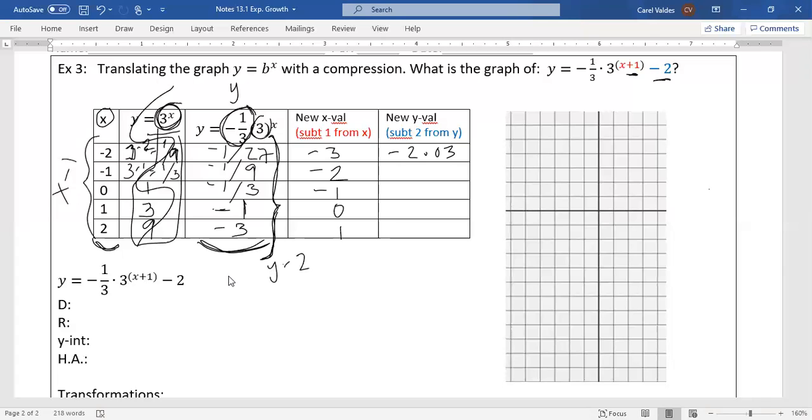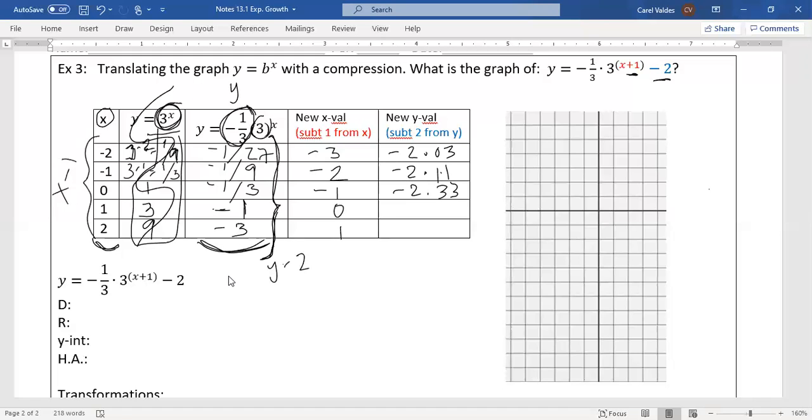So for the second one, you basically have negative 1 over 9 minus 2. That's going to give you negative 2.11. You have negative 1/3 minus 2. That's going to give you negative 2.33. So notice they're getting deeper and deeper into the negative.